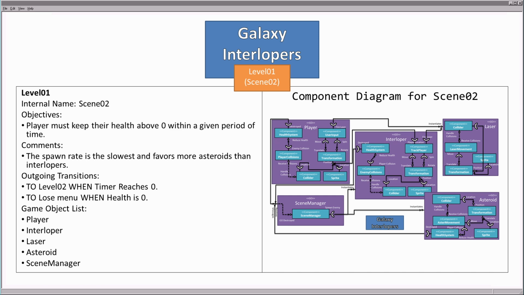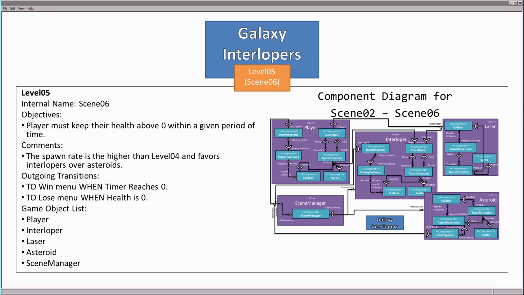Now, we can start to see an example of Level 1. We notice that it contains the component diagram mentioned earlier. Skipping ahead a few scenes, we notice that Level 5 appears to have the same component diagram. In fact, most of these seem to be about the same except for the transitions.